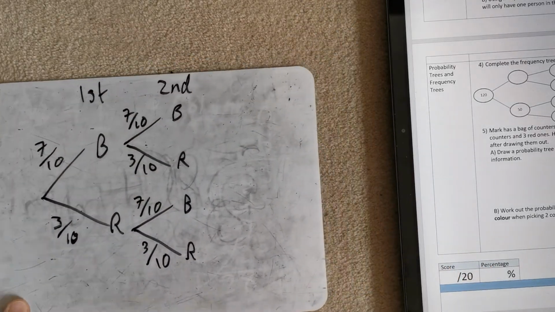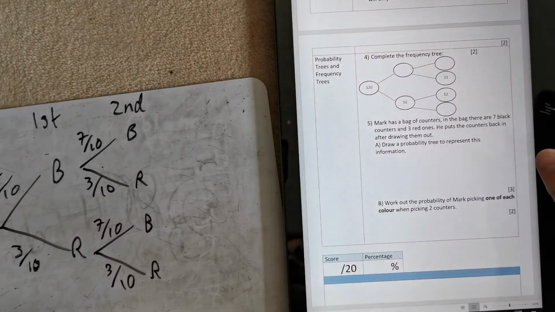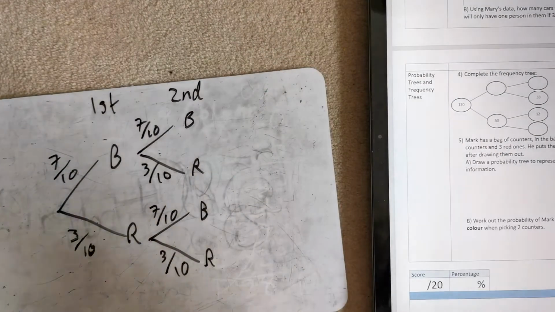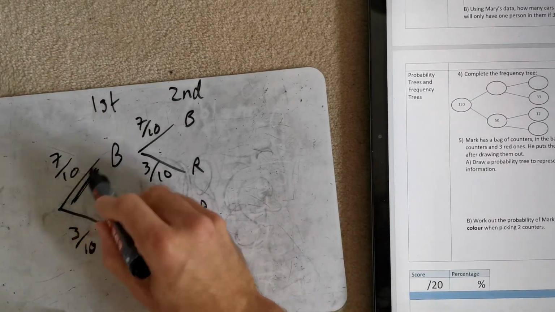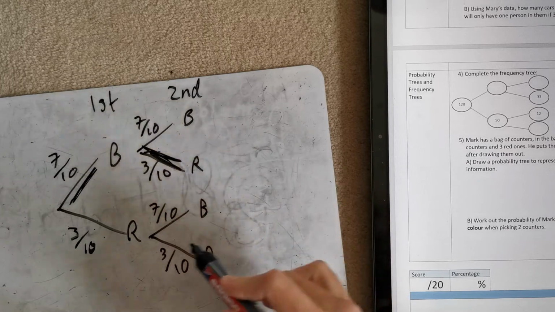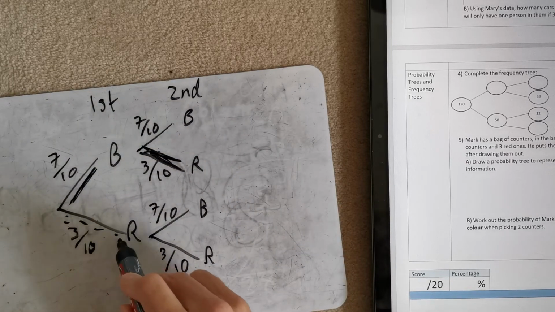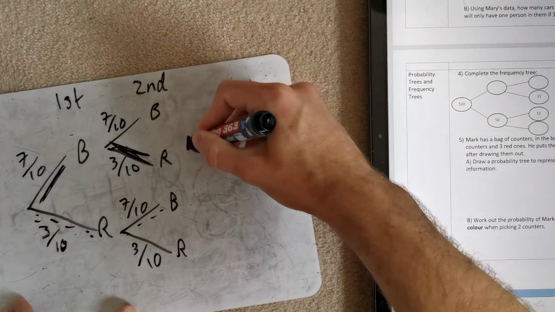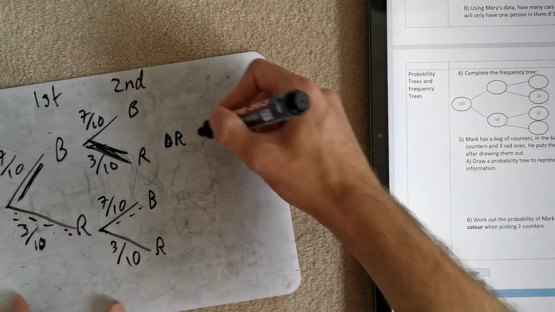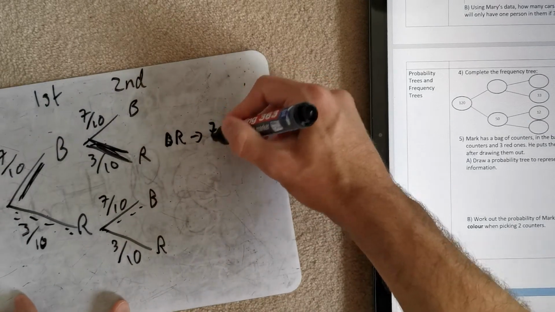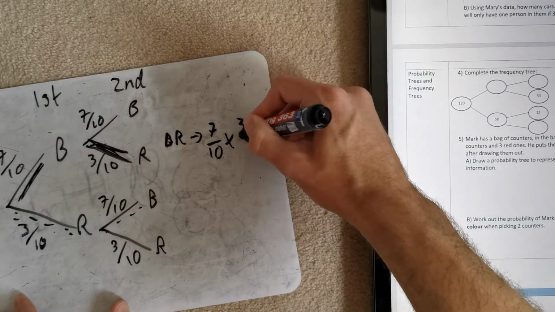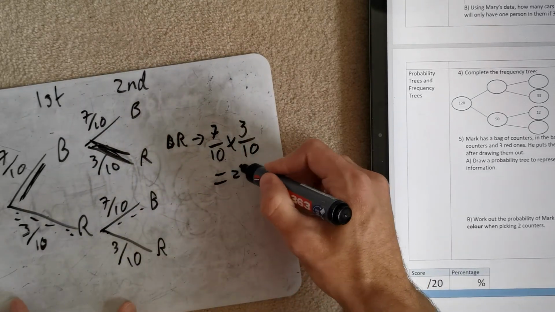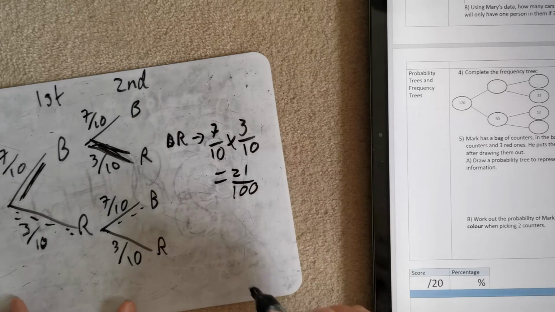Alright, now work out the probability of Mark picking one of each colour when picking 2 counters. One of each colour. So he could have got black and red, or red and then black. Okay, so the probability of getting black and then red would be 7 out of 10 times by 3 out of 10. Remember, this is the AND rule. Okay, so that would come out as 21 out of 100.